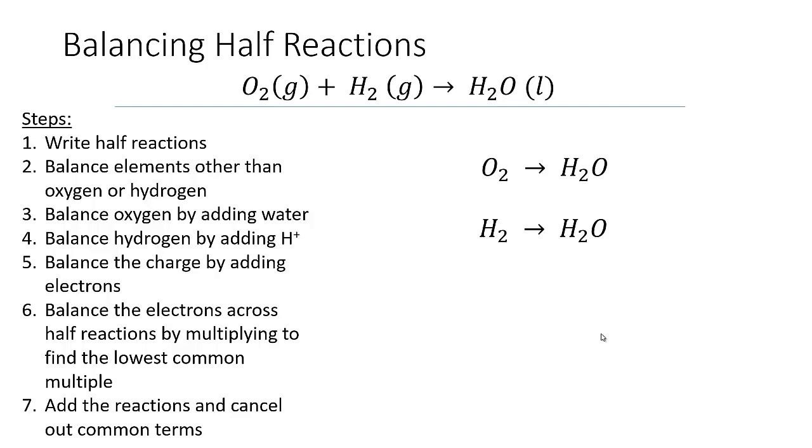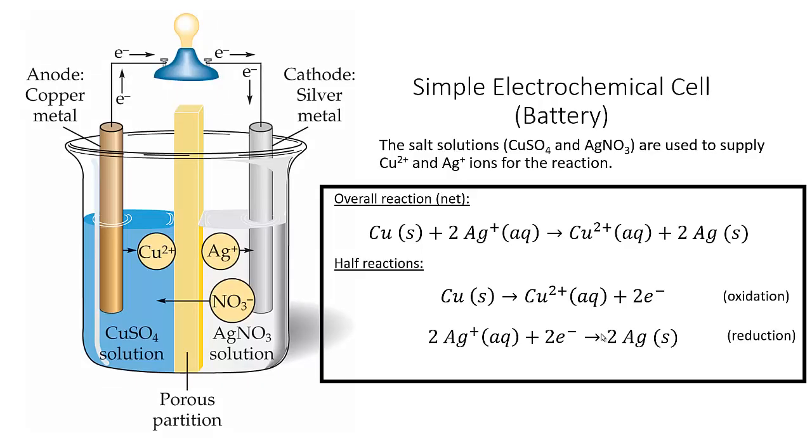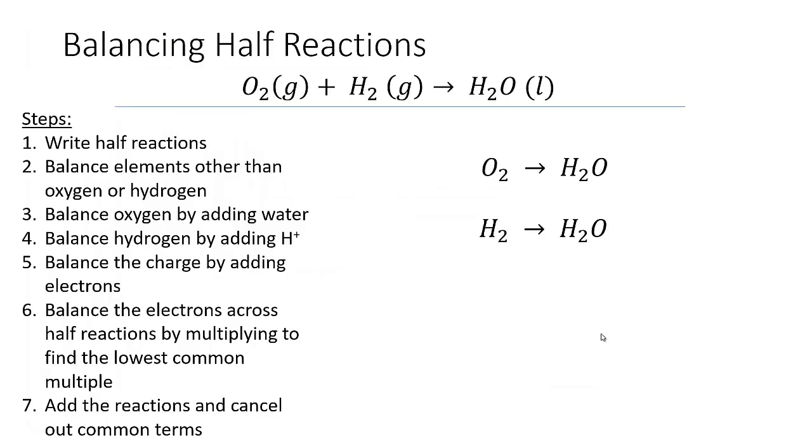So in this case, they each have to share the product. There's no other option. Sometimes they'll each get their own product, like the earlier one, where it was obvious that copper goes to copper, silver goes to silver. Just separate them. And then what you want to do is balance all of the elements other than oxygen or hydrogen. Since that's all we have, we're going to skip that step.